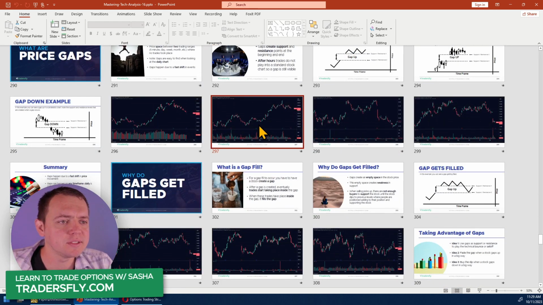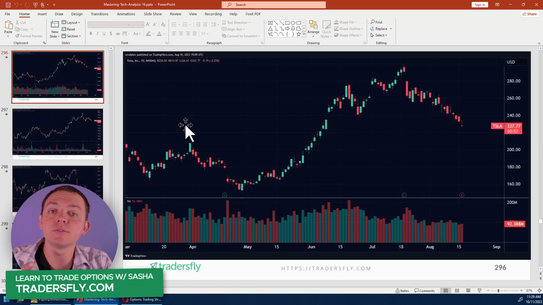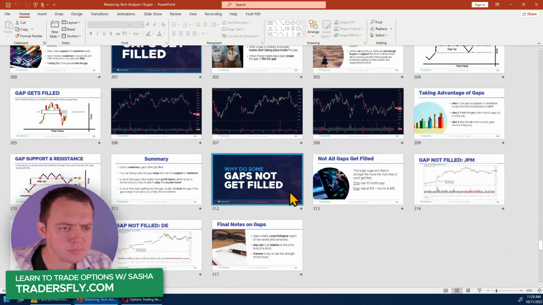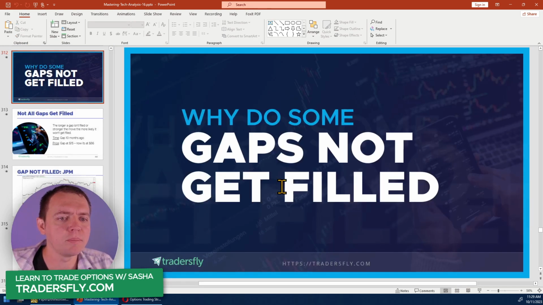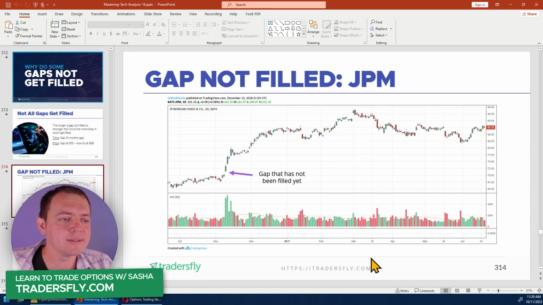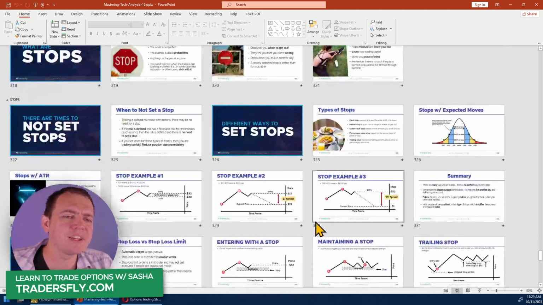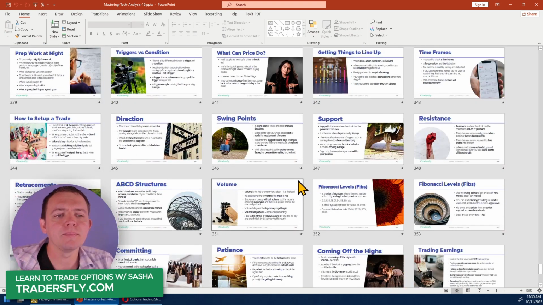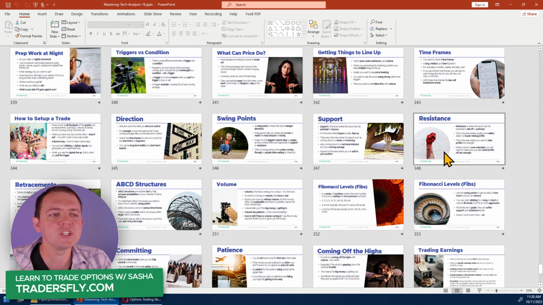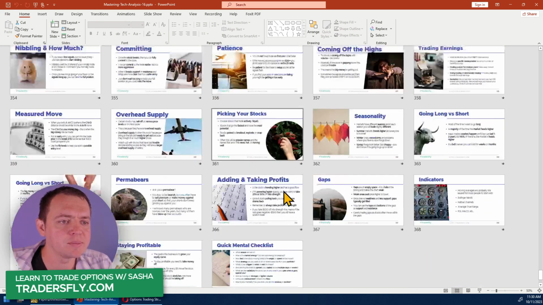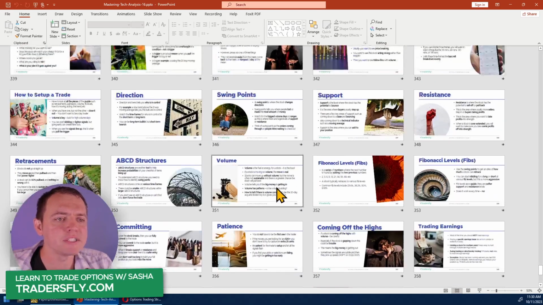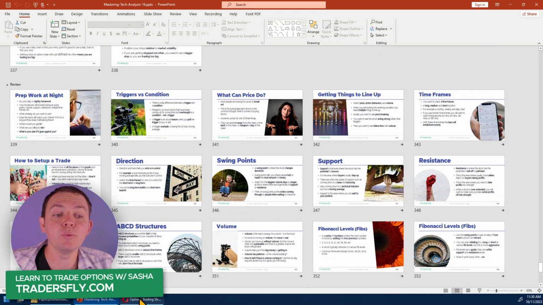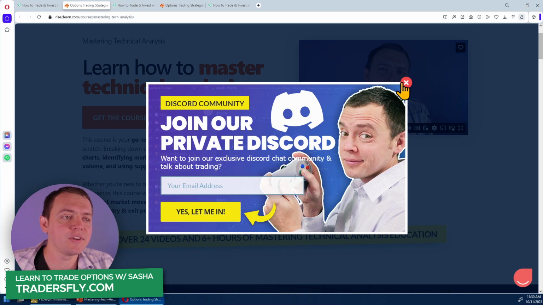We'll look at gaps. For example, if you are confused about gaps, how to interpret them, where to put the support and resistance, and what it means when a stock gaps down or gaps up, and gap fillings. We'll talk about that as well. And just a ton of knowledge. If you're struggling to figure out where to get in, how to set a stop, when you should not set a stop, swing points, volume, Fibonacci levels, support, resistance, different time frames, overhead supply, taking profits, there's a ton of concepts that we'll take a look at. And all of that can be found right there.